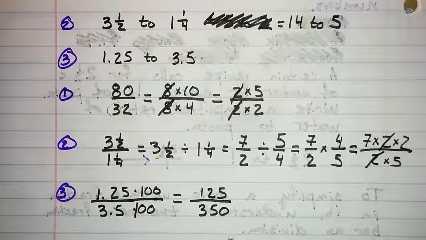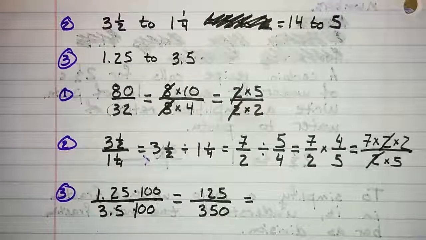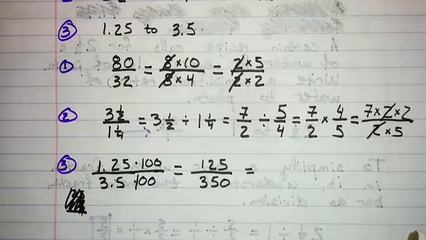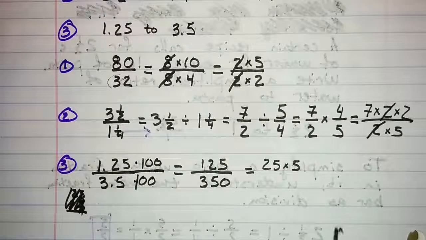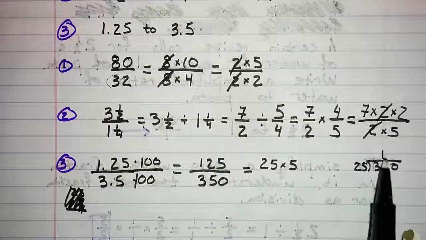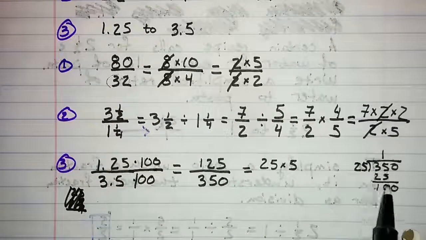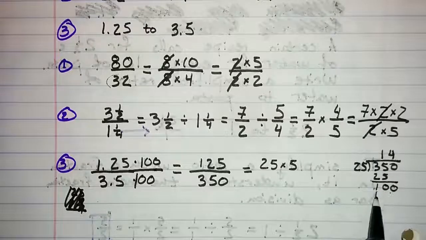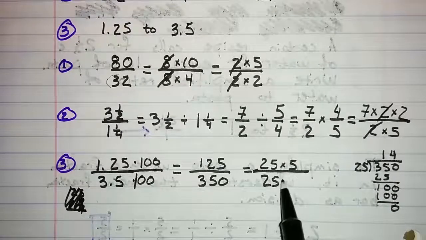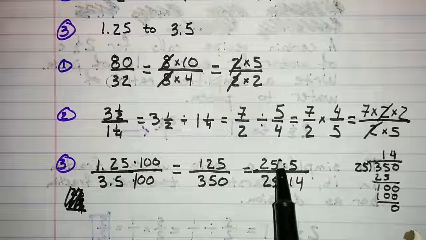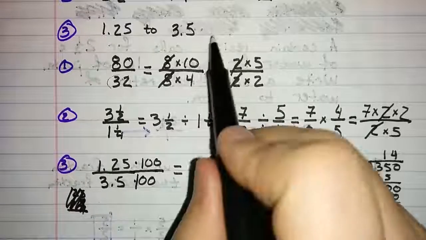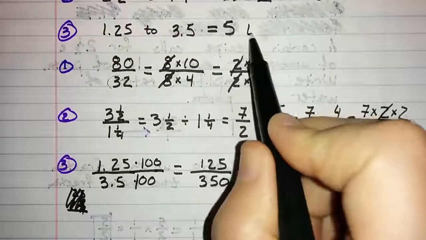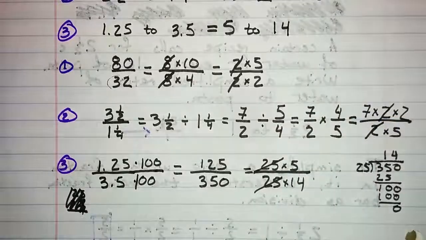Looking at these, I think they're both multiples of 25. Just counting out quarters, I see I can get 25, 50, 75, 100, 125. Maybe 350, I need to write out the division. 25 goes into 35 once. It goes into 100 4 times. So 25 times 14. Cancel the 25's. I'm left with 5 over 14. So that's 5 to 14.